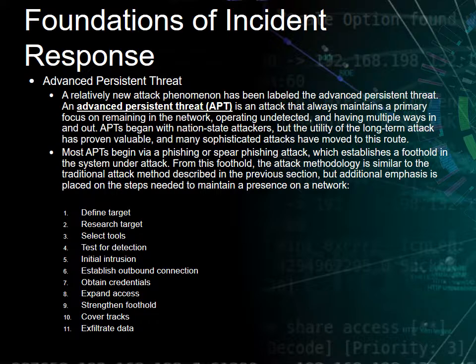Most advanced persistent threats begin via phishing or spear phishing attack, which establishes a foothold in the system under attack. From this foothold, the attack methodology is similar to the traditional attack methodology described in the previous section, but additional emphasis is placed on the steps needed to maintain a persistence on the network. So first, they're going to define their target. They're going to look for or determine who they want to attack. They're going to research them. They're going to look for what kind of people work there. Is there anybody there who might be susceptible to phishing or spear phishing? They're going to select what tools they're going to use.